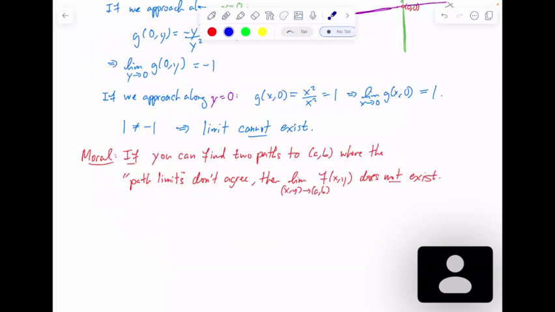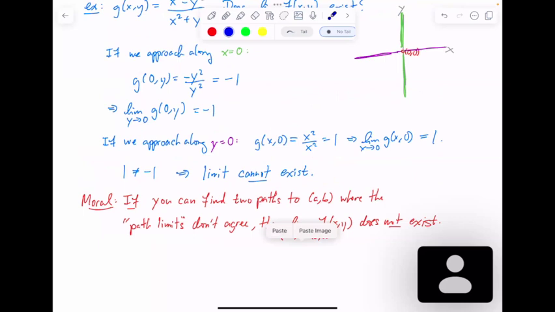Any questions so far on this particular example? We're about to do a couple more. So let's do another example here.